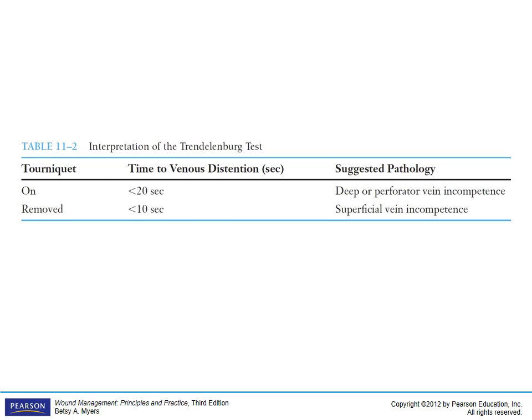So here's the interpretation of the Trendelenburg test. Once you stand them with the tourniquet on, if you see the veins distend in 20 seconds or less, that suggests you may have a deep or perforating vein incompetence. Once you remove the tourniquet, if you see venous distension within 10 seconds or less, you will know that's a superficial vein incompetence. Remember, when we talk about superficial versus deep, it's where it lies within the anatomy of the lower extremity.